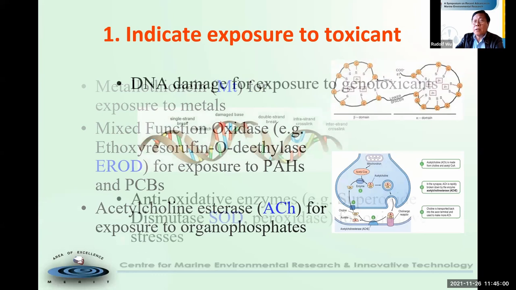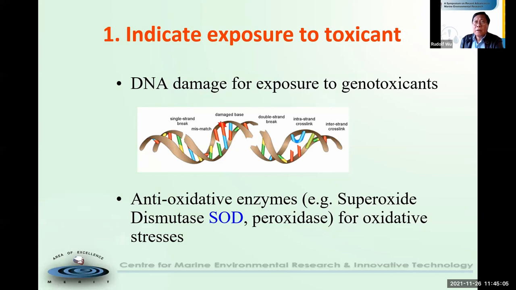And again, for some genotoxicant, if the fish or mussel or mammal has been exposed to this genotoxicant, this may cause DNA breakage. So again, DNA breakage or DNA damage would be a very good bioindicator for toxicants. A lot of these antioxidant enzymes like superoxide dismutase, if you subject to oxidative stress, this antioxidant enzyme would increase. So you can look at this enzyme level and tell you indirectly the history of the exposure of the animal to the chemicals and also the level of these chemicals in the environment.